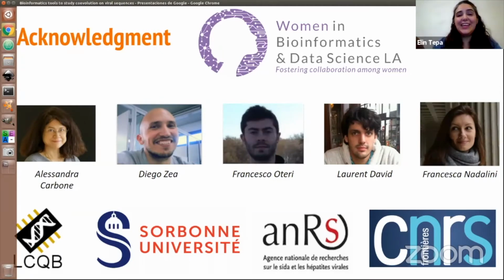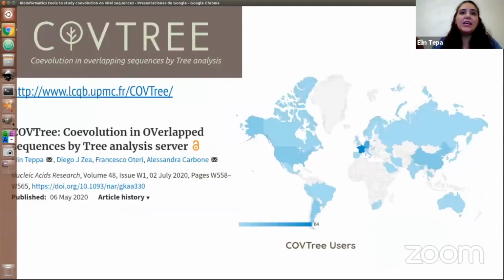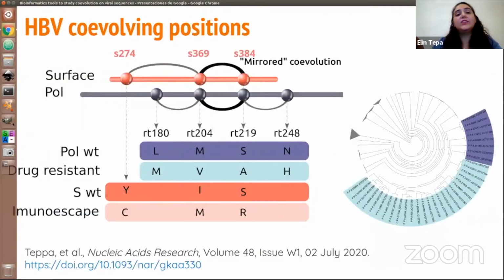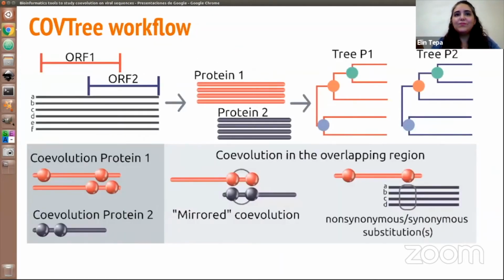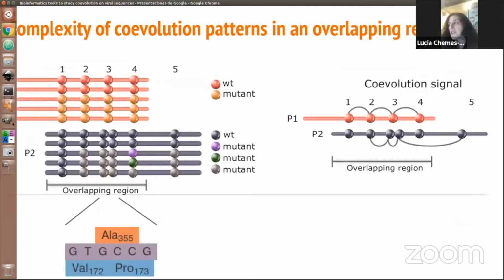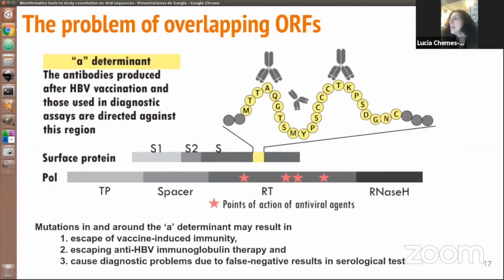Yeah, in this case, I don't use coevolution to predict protein-protein interaction, but it can be used. There is no correlation of the type of amino acid that we found and the coevolution. Which other question was? If the positions that co-evolve are in the functional domains?